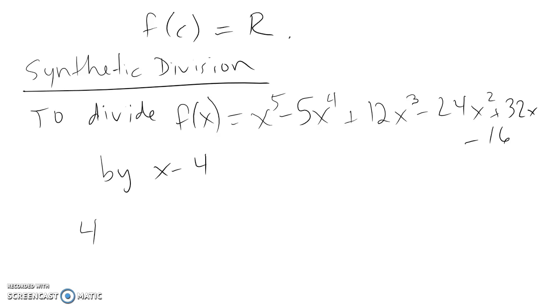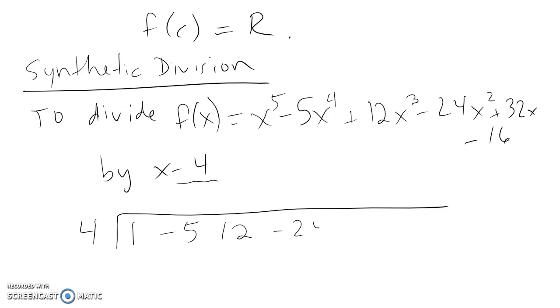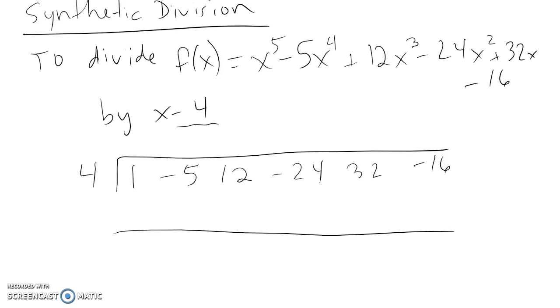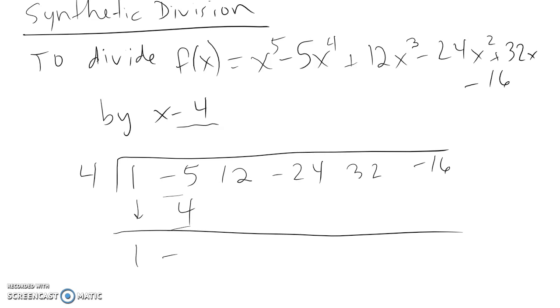We'll take the 4 from here, we'll put in a division sign, and now I'm going to write the coefficients of each one of my terms. So I get 1, negative 5, 12, negative 24, 32, and negative 16. Okay? I draw a line here, and we do this. First thing we do is bring down the very first coefficient, 1. We multiply 1 times 4 to get 4. Now I add negative 5 and 4 to get a negative 1.